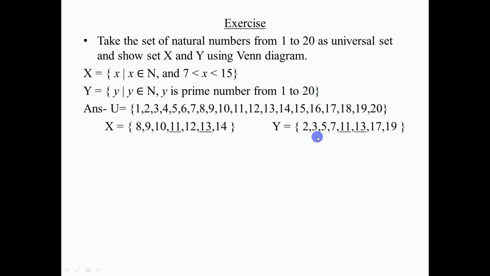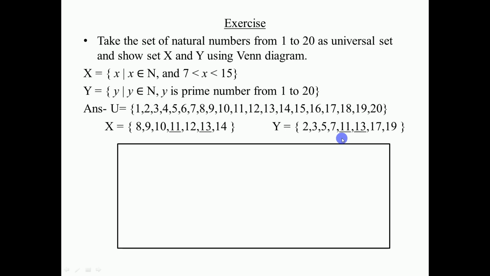So here is the prime numbers I have written. Now these are the prime numbers from 1 to 20. Now I have written the universal set, x and y. Now I have to draw the Venn diagram. So let us see how to draw the Venn diagram taking these three sets.